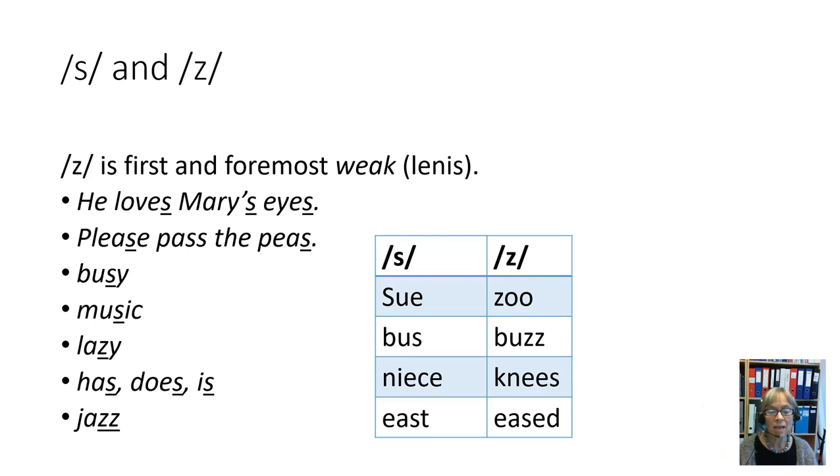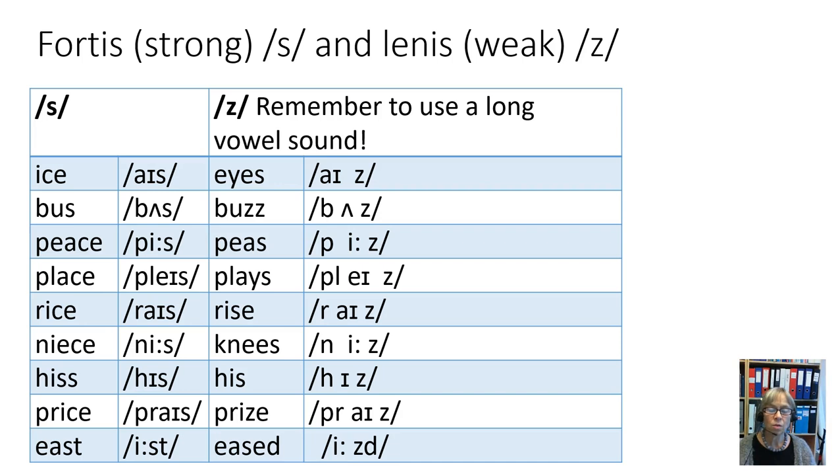Notice especially has, does, is, goes, etc. It's nice to get those right with the nice weak voiced S. One trick is to really draw out the vowel sound before the voiced S. You'll hear the difference here.